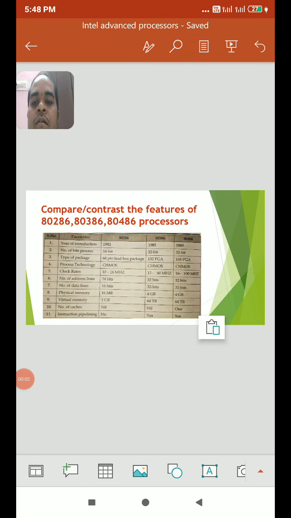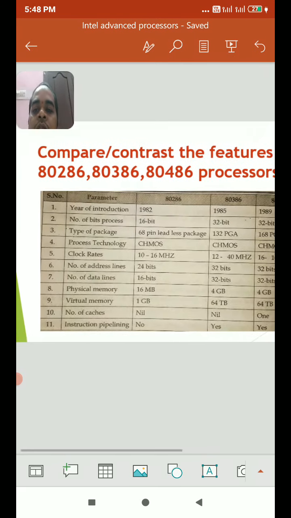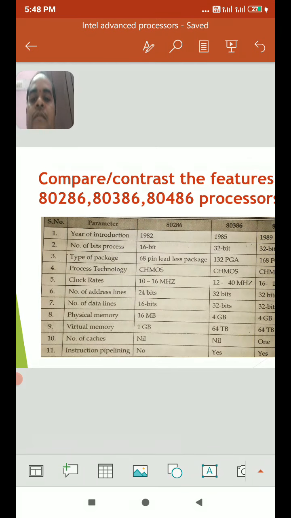Yeah, hello everyone. Today we are going to discuss some microprocessors, that is the 80286, 80386 and 80486 microprocessors. Basically these are the extended versions of the 8086 microprocessor. Already we know the features of the 8086 microprocessor.